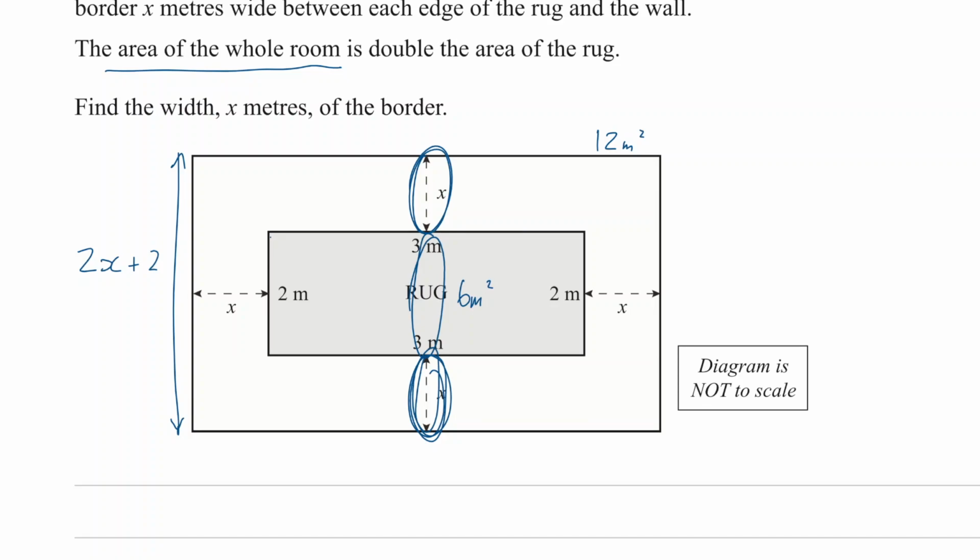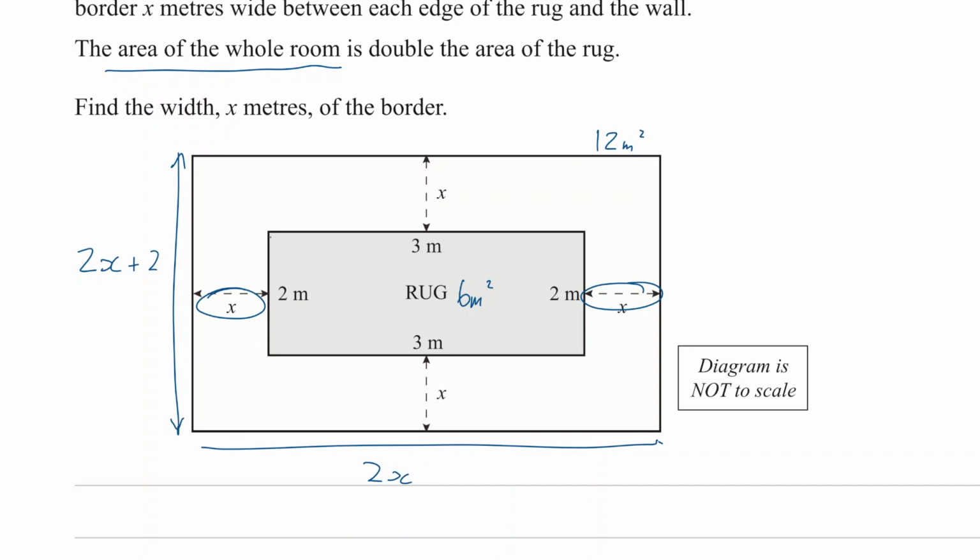Now, what about the length? Well, again, we do have 2x, because we have 2 borders, one on each side. But we also have, let's draw this a little bit bigger, the 3 meters, the length of the rug, which again is part of the length of the room. So 2x plus 3 would be the length of the room.